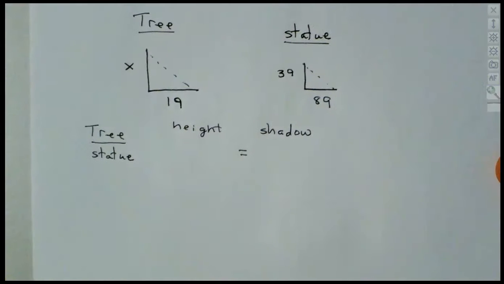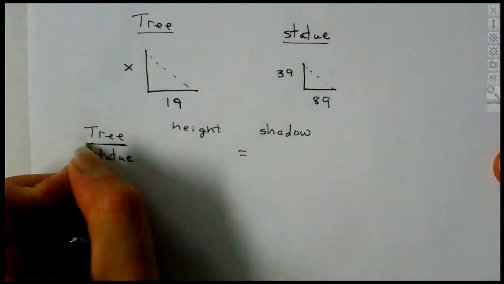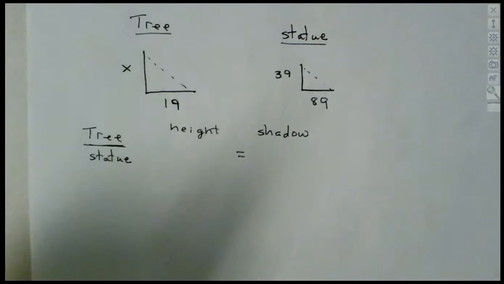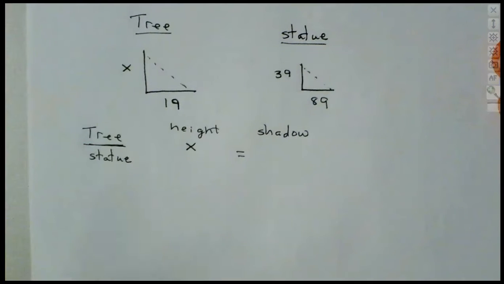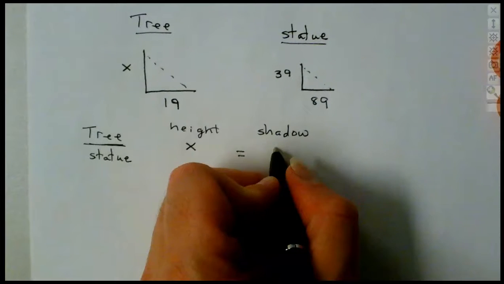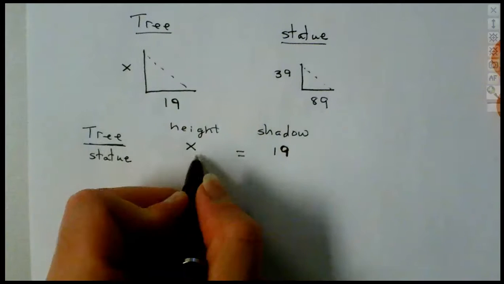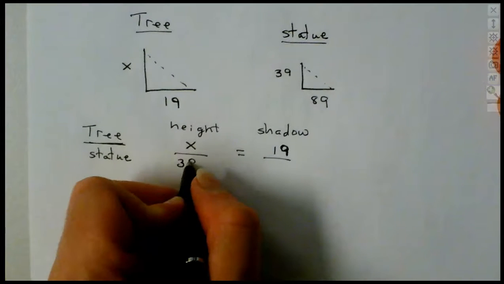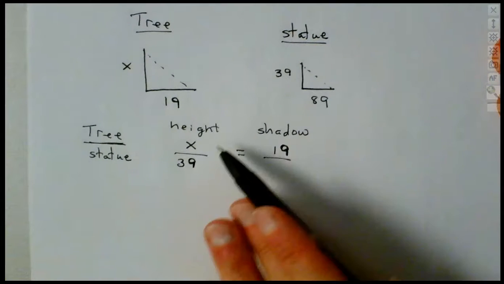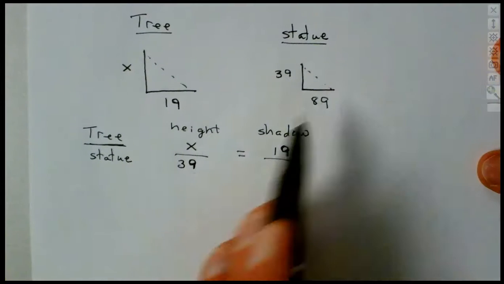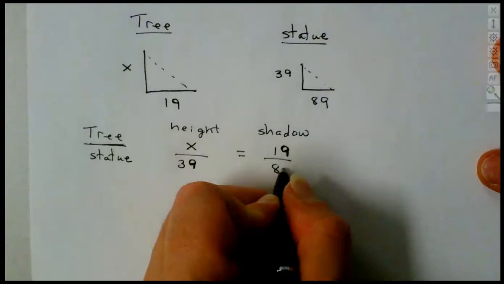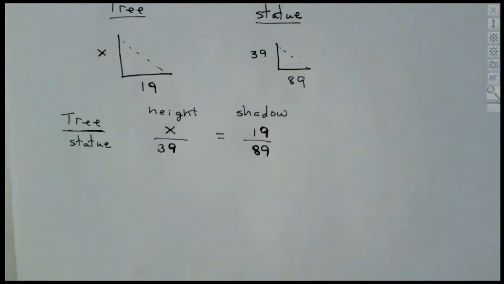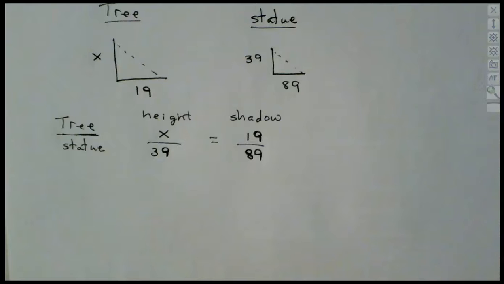So when we set up our ratio, we've got our tree over our statue. What's the height of this tree? Well, height of this tree, we don't know. So we're going to call that X. That tree has a shadow that is 19. What about the statue? Statue is 39 centimeters tall. So that's going here. What's the shadow of that statue? 89. Okay, and then you can solve it from here.